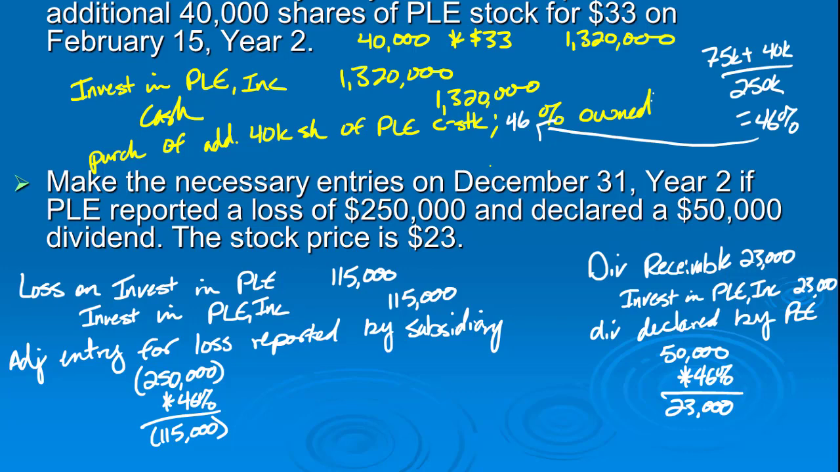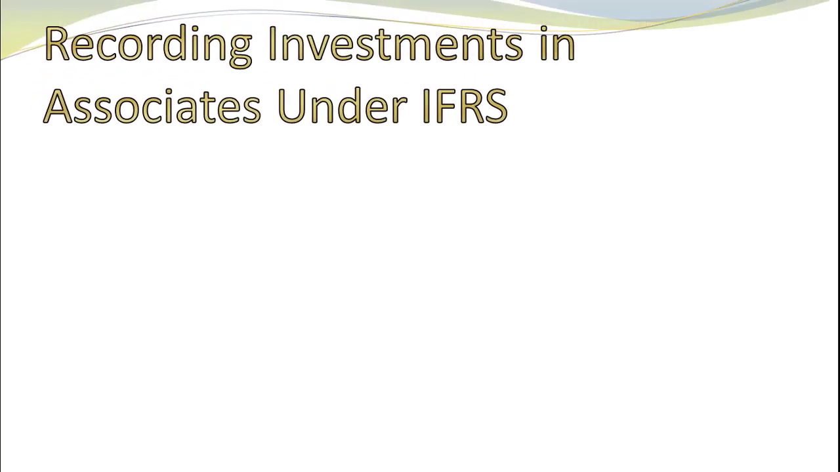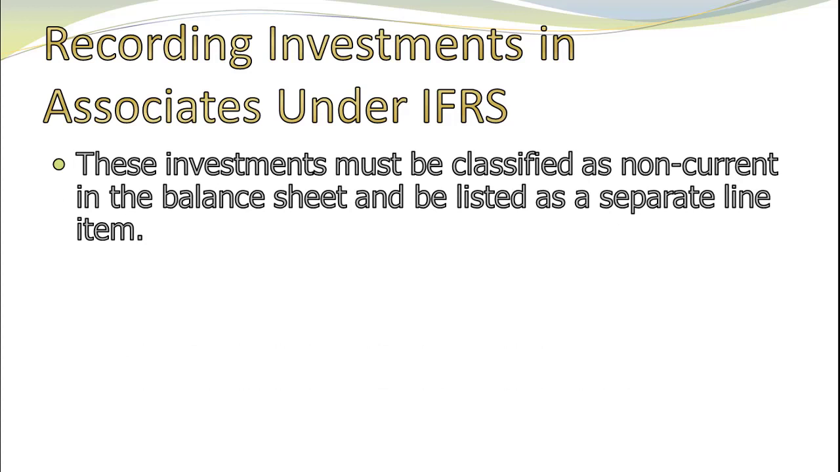What we want to do to wrap up our discussion is take just a minute and talk about IFRS and how it's different than US GAAP when we're talking about investments in subsidiaries or associates, as they call it, under IFRS. Investments in associates or equity stock have to be classified as non-current assets, and they have to be listed as a separate line item. Now, you can lump several companies together. If I've got 3 subsidiaries, I could lump all 3 together, but I have to have a separate line item for this investment in associates on my balance sheet.